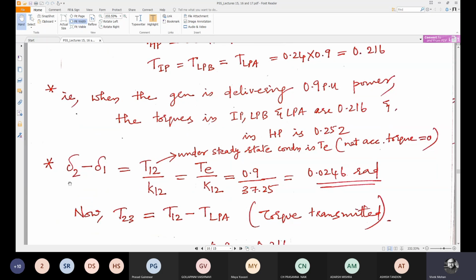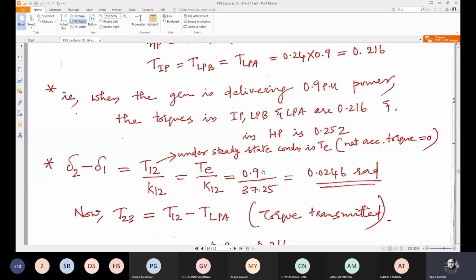Now the angular twisting is del 2 minus del 1. We know that K12 into theta is T12, right? So del 2 minus del 1 can be written as T12 by K12. And under steady state condition, what is T12? That is TE itself, because all the torques are equally and immediately transmitted. So the net accelerating torque is 0. There is no effect of disturbance. The system is in equilibrium. So T12 can be written as TE.